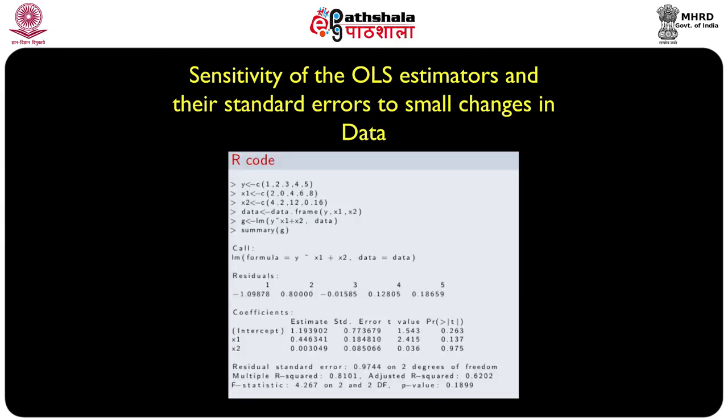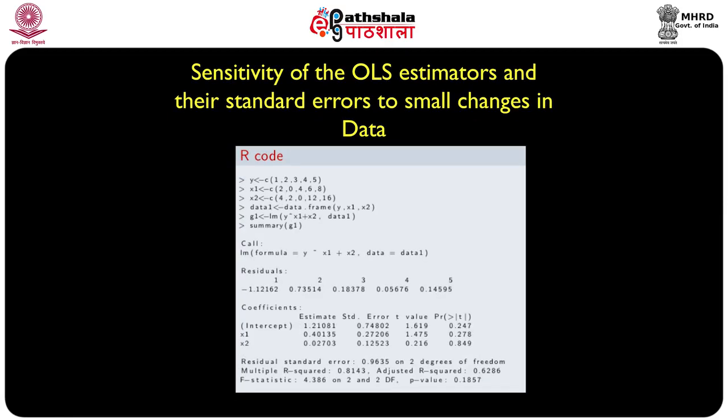On the next slide, we see the R code and output of fitting the second regression model to the second dataset using the same steps as before, and we look at the summary of the fitted regression model, which gives us the estimates, standard errors, and the p-values corresponding to each regression coefficient, including the intercept.